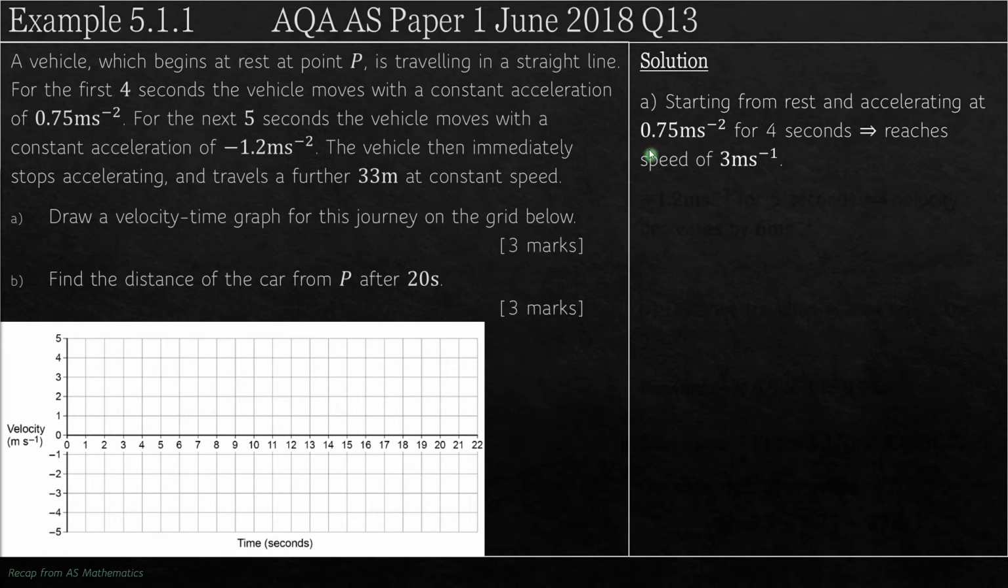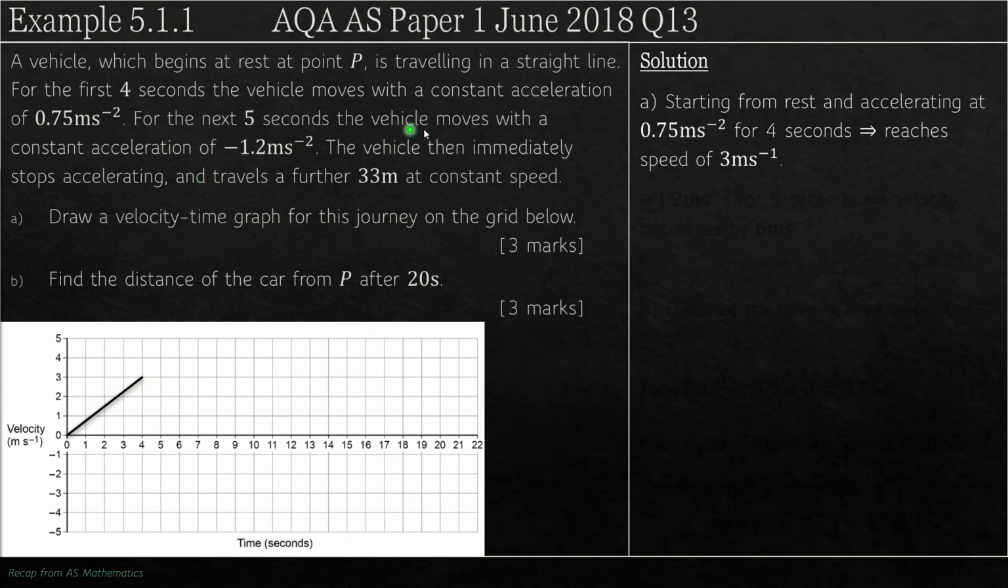So think about 0.75 is how much the velocity goes up by every single second. So after 1 second, it's doing 0.75 meters per second. After 2 seconds, it's doing 1.5. After 3 seconds, 2.25. And after 4 seconds, 3 meters per second. So we can put the first part of our graph, a line going from 0, 0 to 4, 3. Make sure it is definitely a straight line. You must use a straight edge to draw that.